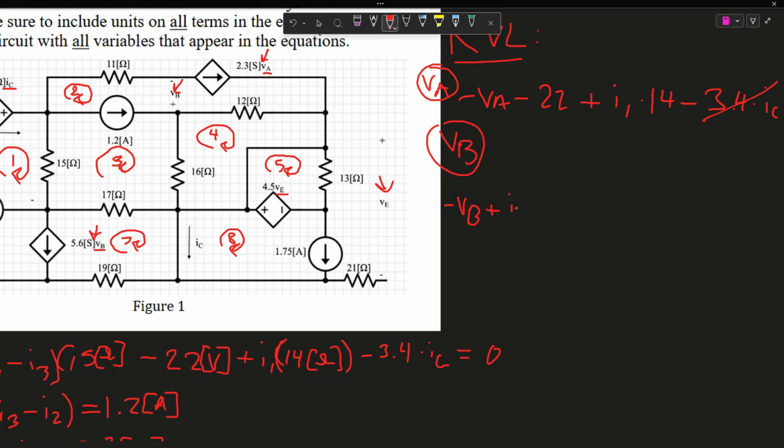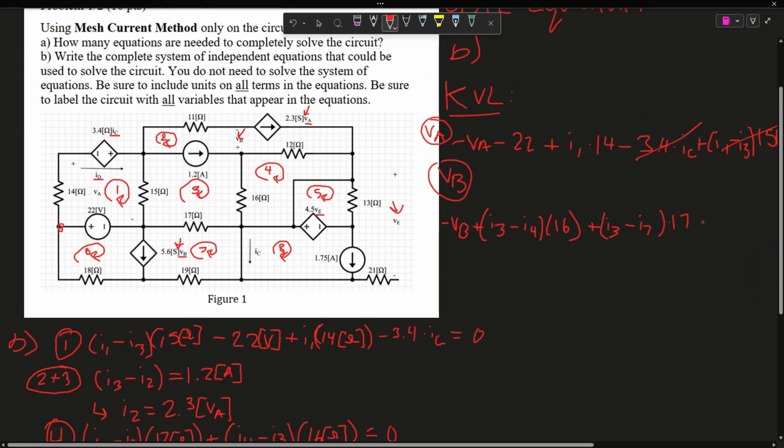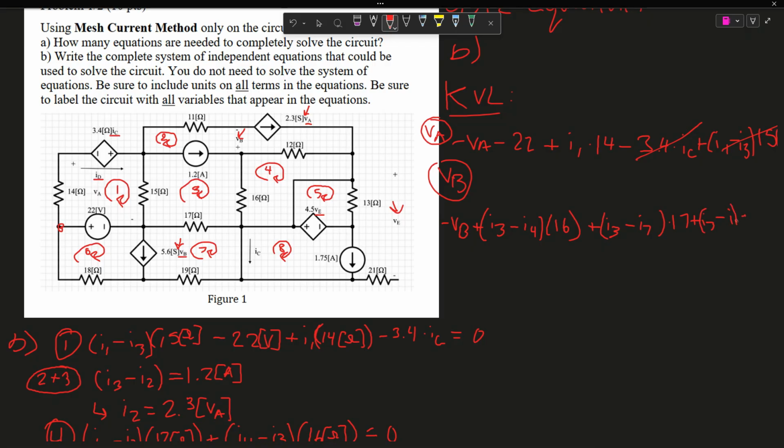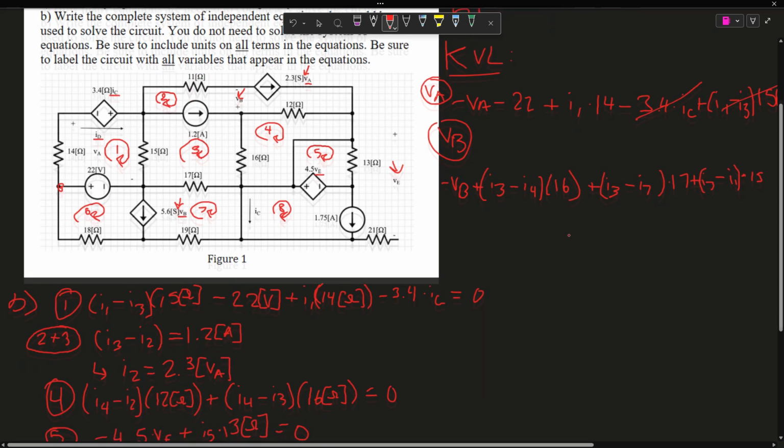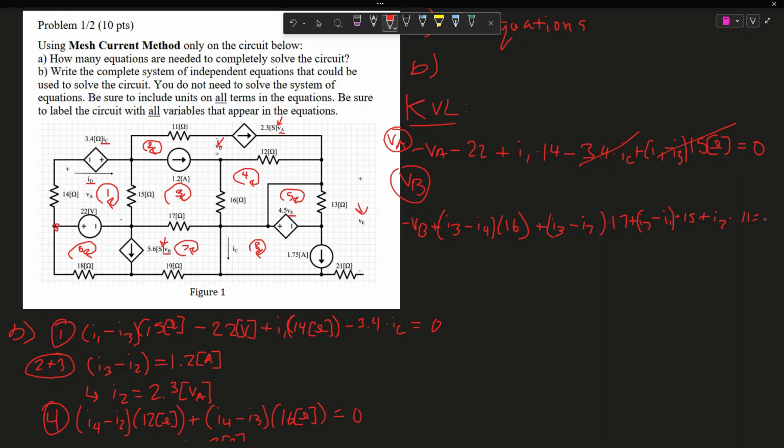plus I3 minus I4 times 16. And just follow along. We're going this way now. So we're on the 17 resistor, plus I3 minus I7 times 17, plus I3 minus I1 times 15, this is around here, and now we just have this resistor times 11. So all this is equal to 0.